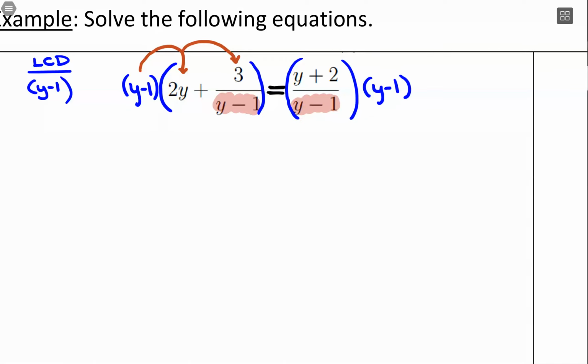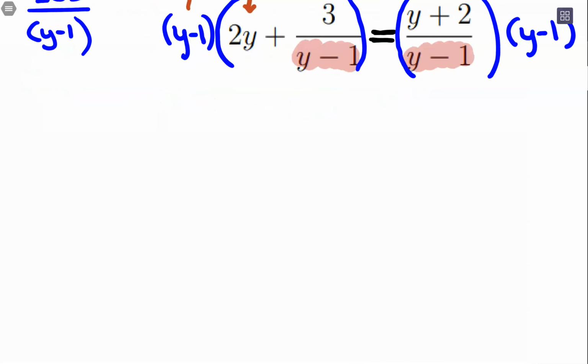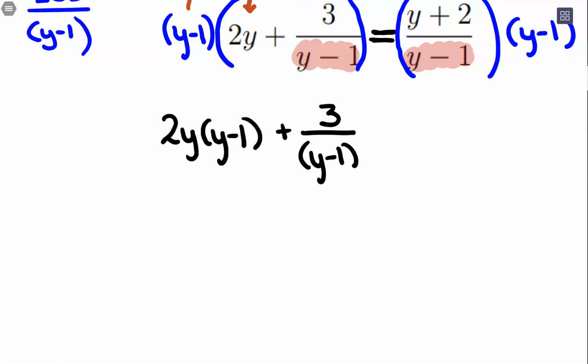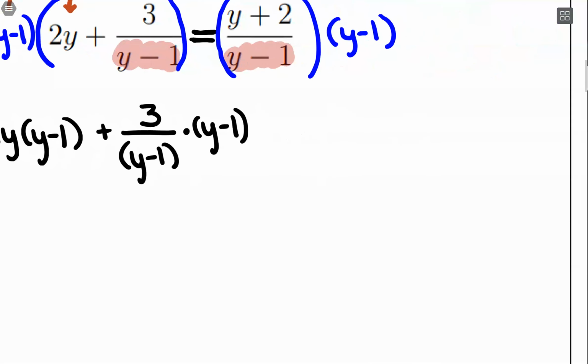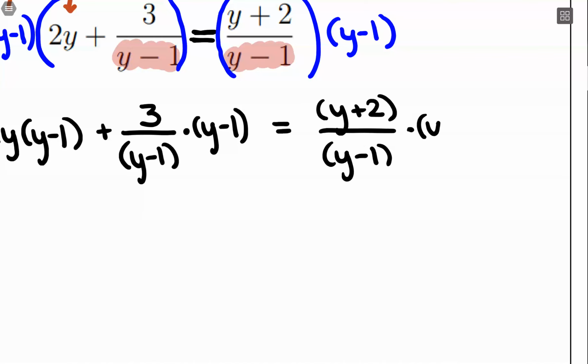So what this will look like all written out is we'll have 2y times y minus 1. We'll have this plus 3 over y minus 1 times y minus 1, and then equals y plus 2 over y minus 1 times y minus 1.